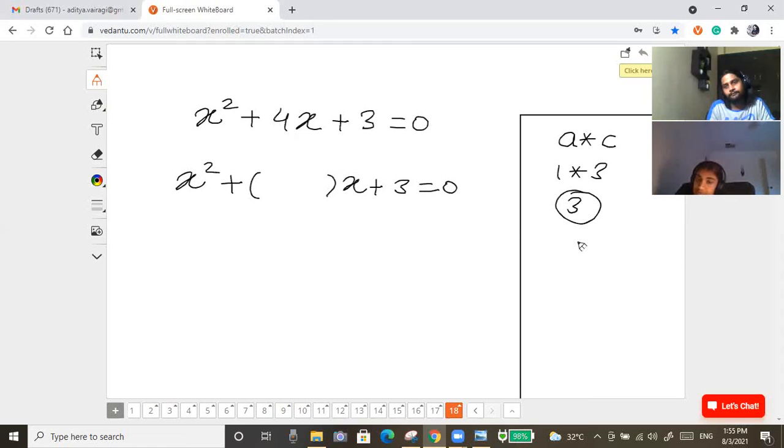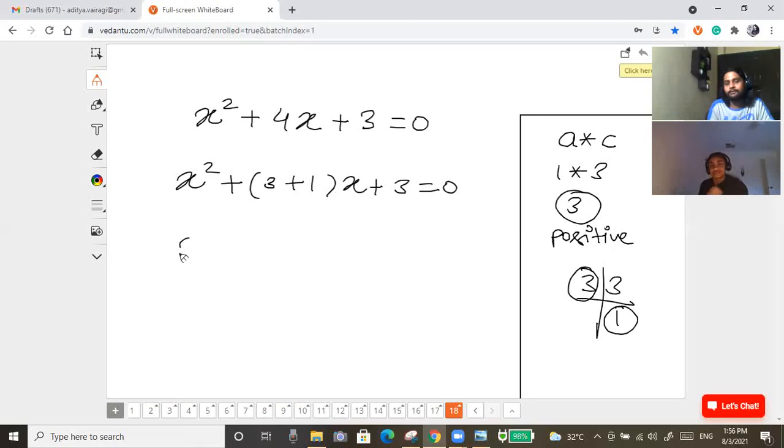Positive, positive. So it simply means we're going to use a positive sign, an addition sign here. And 3 is only the product. So 3 is factorized as 3 and 1. I told you when that number is insufficient, you can also utilize this. So now that's going to be 3 plus 1. 4 is what? 3 plus 1.